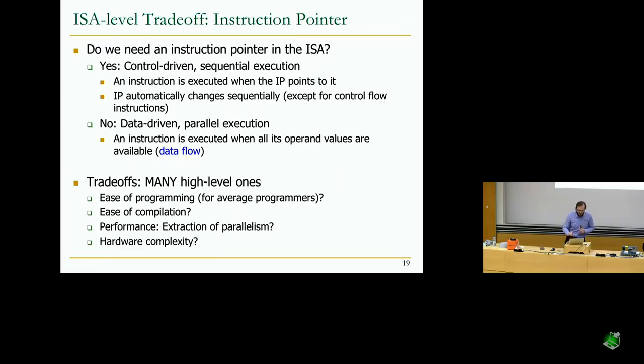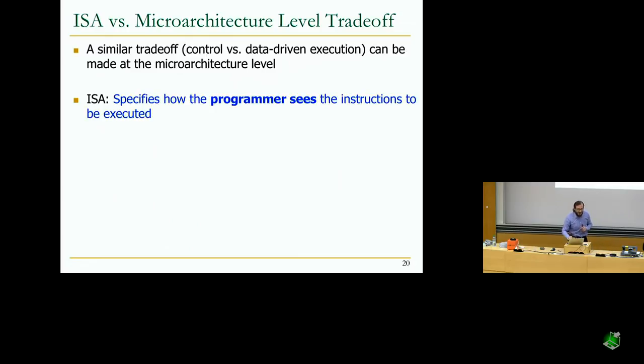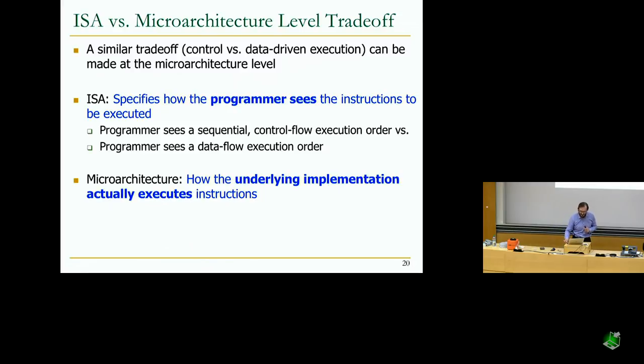Okay. So a similar trade-off can be made at the microarchitecture level. So I said you have the von Neumann model and the data flow model, sequential versus data flow. We made that trade-off earlier. We examined it at the ISA level. But you can make the trade-off at the lower level also. Let's take a look at that. So ISA, as you remember, it specifies how the programmer sees the instructions to be executed. Microarchitecture specifies or implements how the underlying implementation actually executes the instructions.